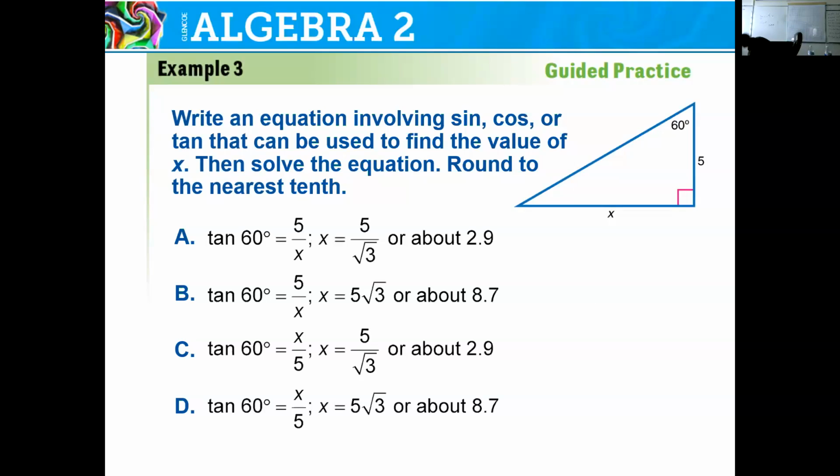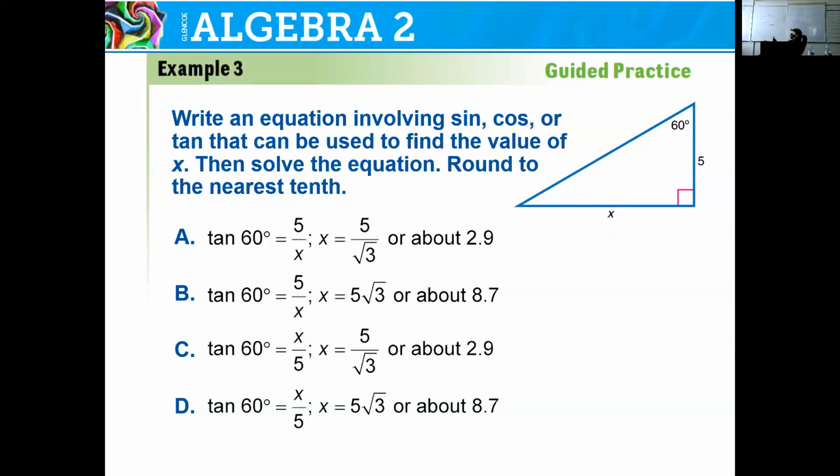Okay. Write an equation involving sine, cosine, or tangent that can be used to find the value of x. Then solve the equation, round to the nearest tenth. So here, we need to pay attention to where our angle measure is. It's up here, right? We have the opposite side and the adjacent side. So the function that brings in the opposite and the adjacent side is tangent. So the tangent of 60 degrees is equal to x over 5.